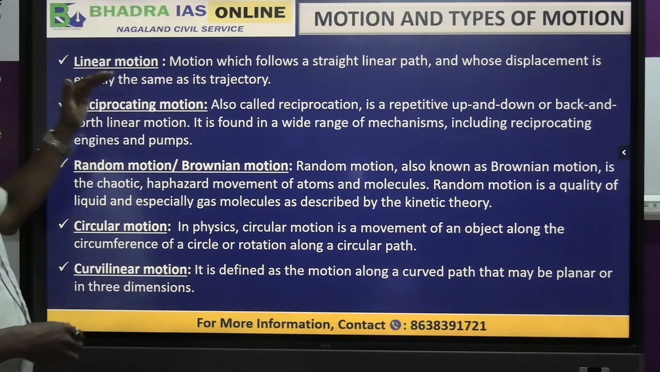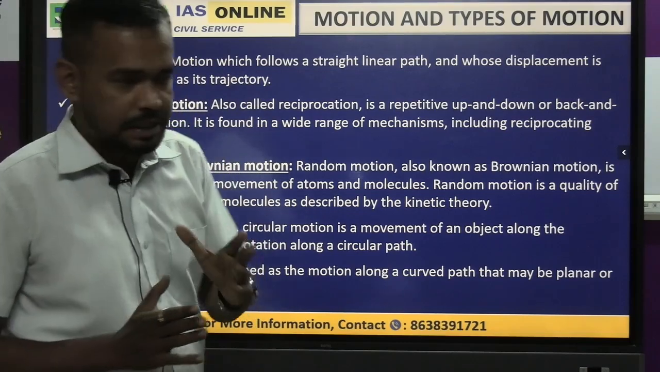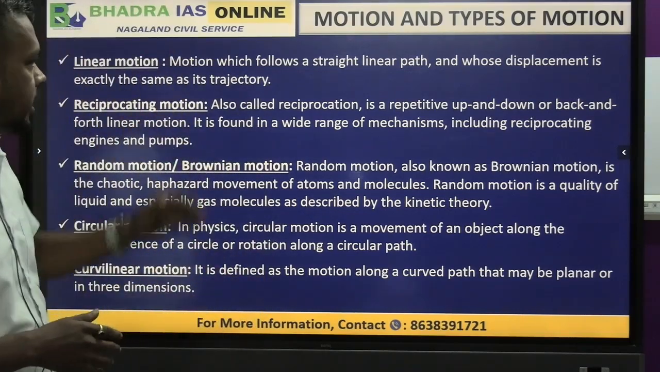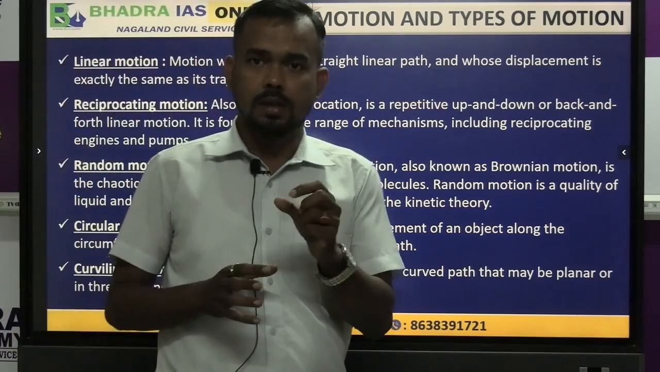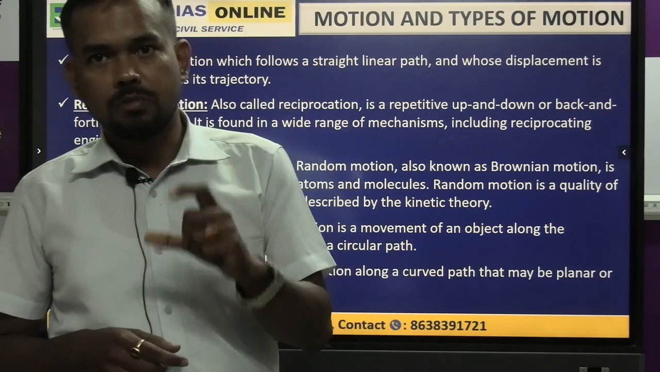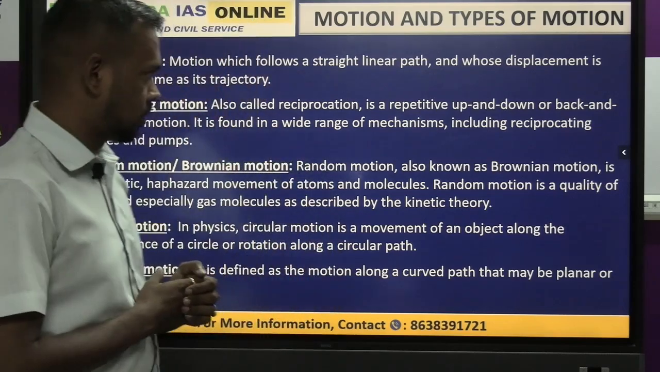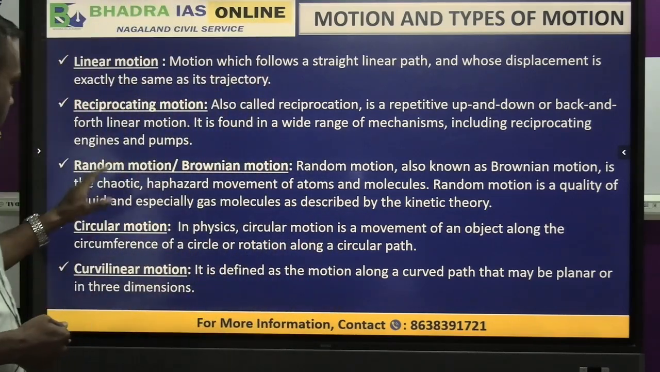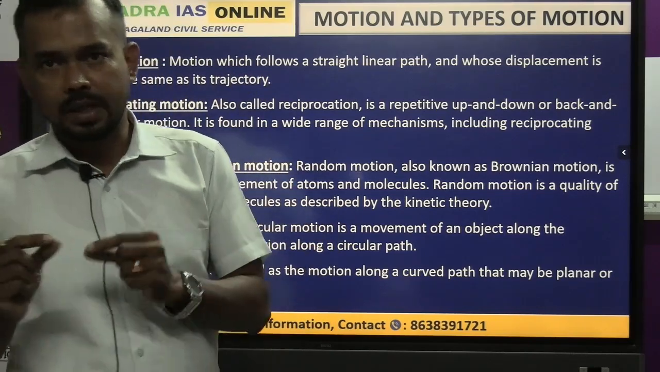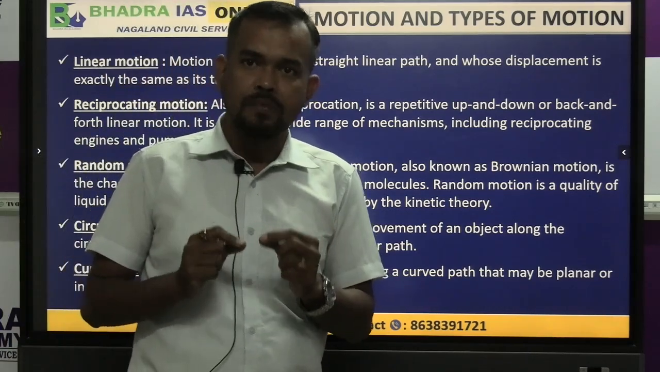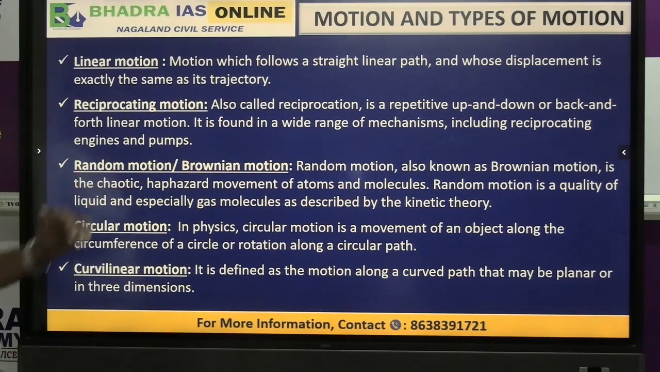Apart from this, linear motion is motion in a straight path, or a linear path. Reciprocating motion you can see in engines, that is any IC engine, where the piston moves back and forth or up and down. After that, random motion, which can be seen in atoms and molecules, where the particles are in random movement.